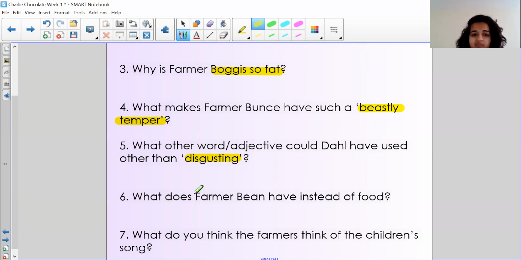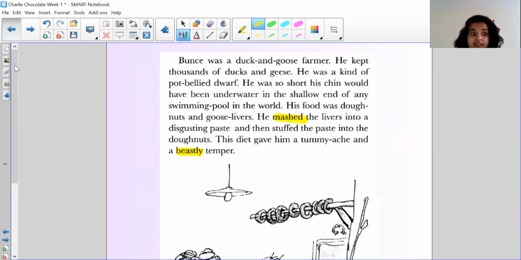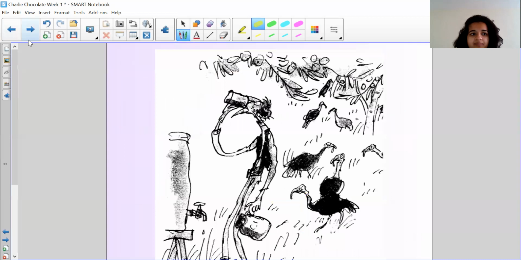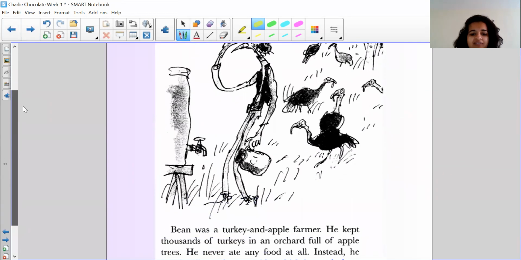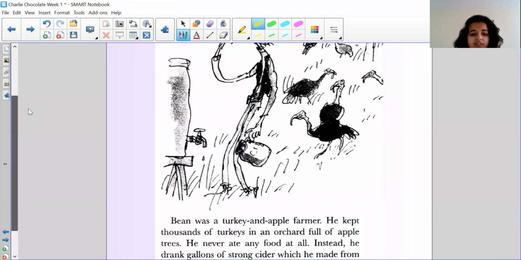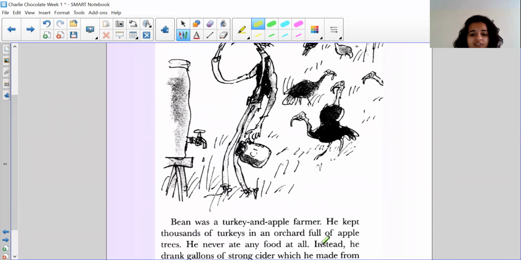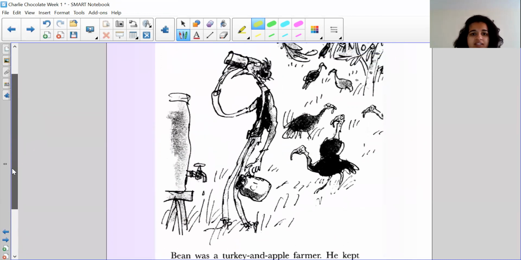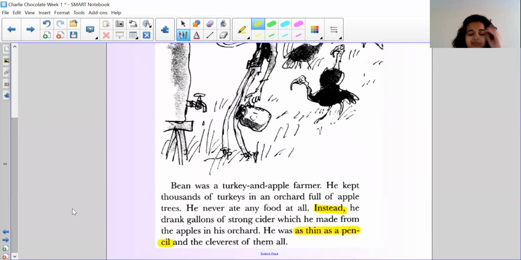Question 6. What does Farmer Bean have instead of food? So here was Bean, and there's a clue. Oops, there's a clue in the picture itself. He doesn't eat food. He does something else. Okay, what does he do instead? Here's that key word, instead. Instead of food, what does he have? What does he do instead of food?